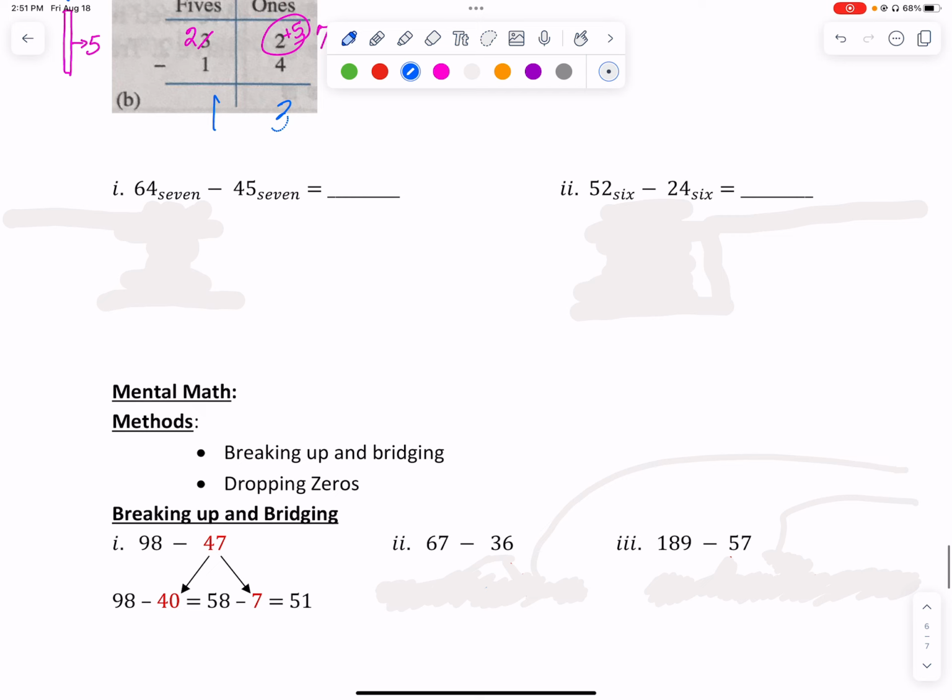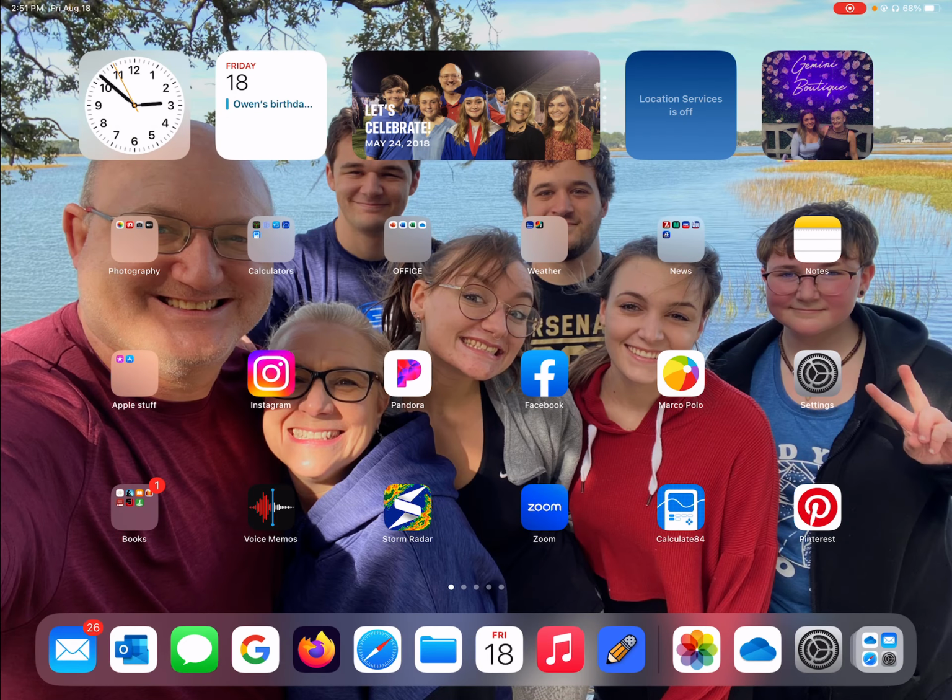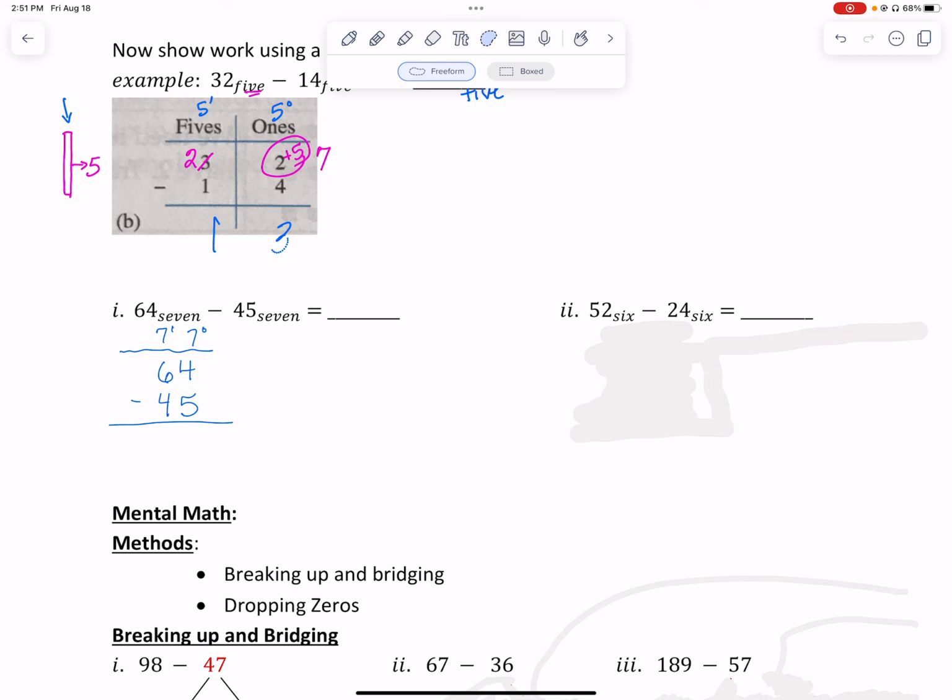All right, now let's do the same thing here. We're going to set it up. Notice this is base 7. So here is base 7. All right. So we're going to have 7 to the 0. That's the 1's place. And this is, we would say the 10's place, but it's the 7's place, right? Because it's 7 to the first.